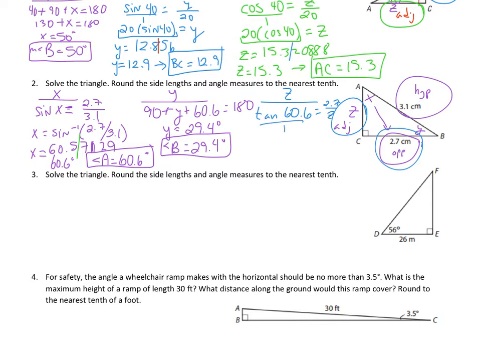So when we cross multiply, we end up with z times the tangent of 60.6 equals 2.7, and I need to divide that. So 2.7 divided by the tangent of 60.6. And when we do that, we get 1.52137. We got to stop it after that 5, so we get 1.5. And that would be for my z, which is AC.